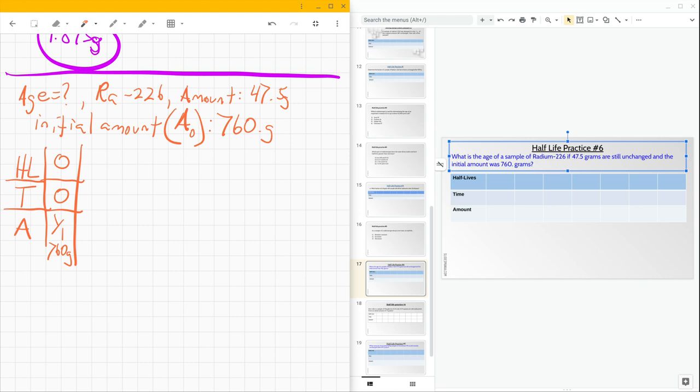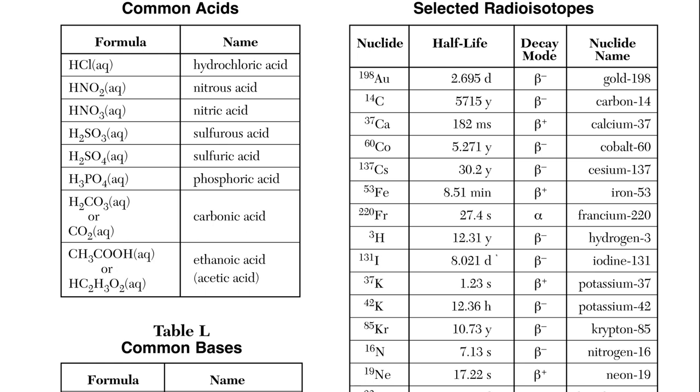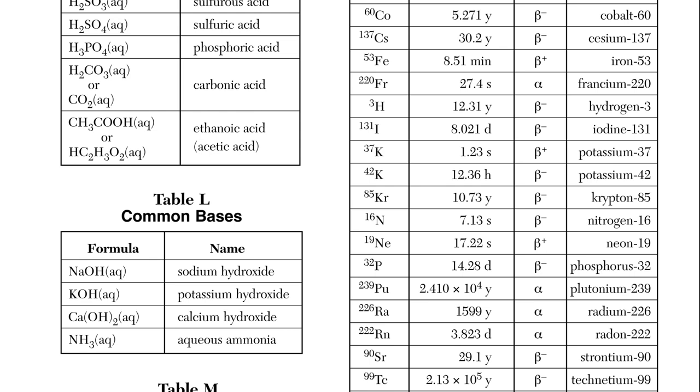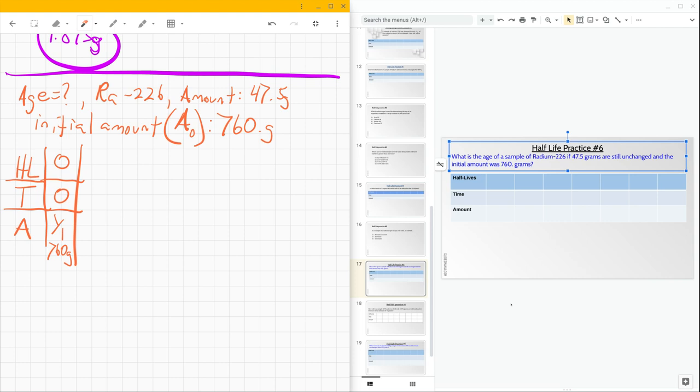Well, wait, we need to look up the half-life of radium-226. All right, so where's radium-226? Half-life. Radium-226 has a half-life of 1,599 years. See that? Right there. Okay, 1,599 years. That's a long time. So the half-life, 1,599 years. All right, so let's do it. So that means that after one half-life, the time that passed will be 1,599 years.